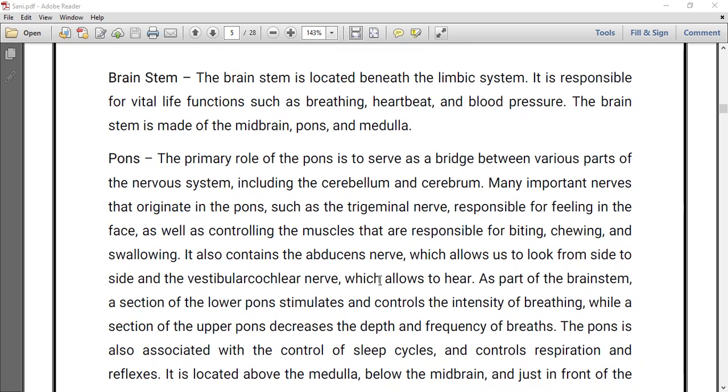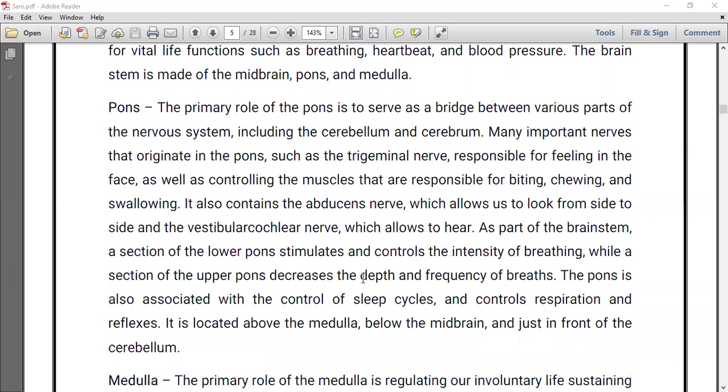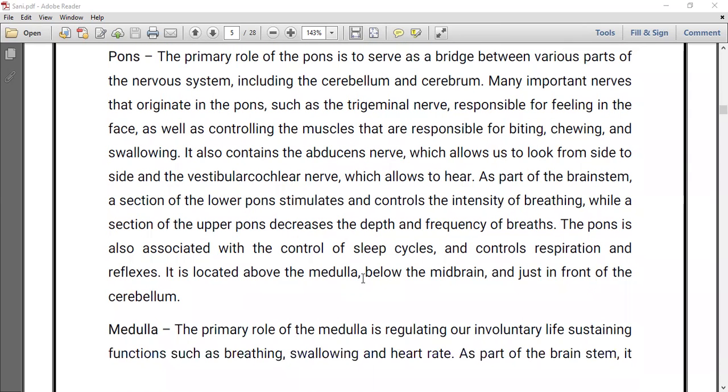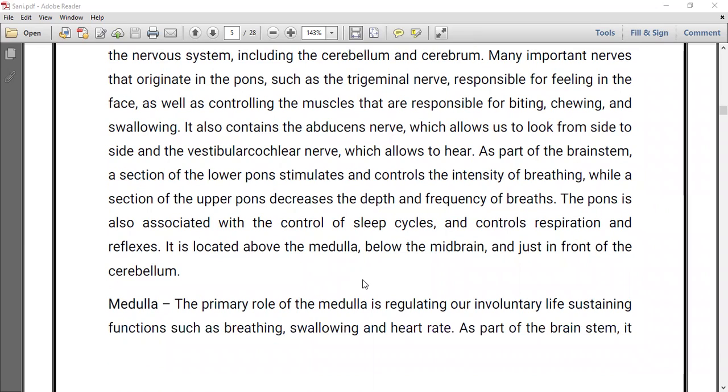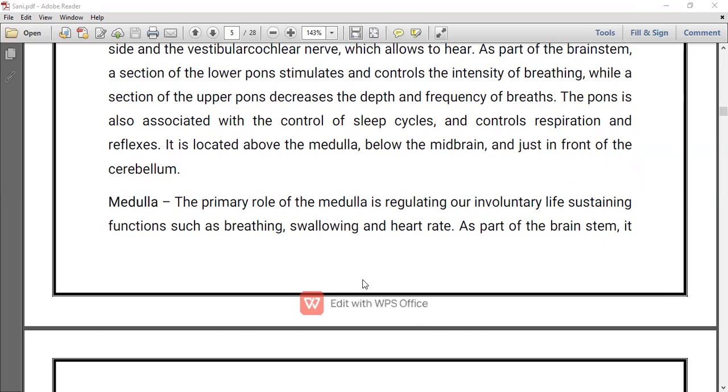It also contains the abducens nerves, which allow us to look from side to side, and the vestibular nerves, which allow us to hear. As a part of the brainstem, a section of our lower pons stimulates and controls the intensity of breathing, while a section of the upper pons decreases the depth and frequency of our breath. The pons is also associated with the control of the sleep cycle, respiration, and reflexes. It is located above the medulla, below the midbrain, and just in front of the cerebellum.